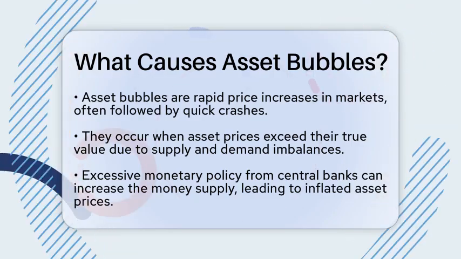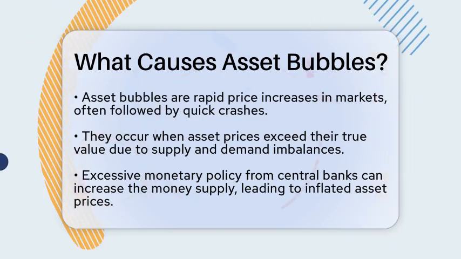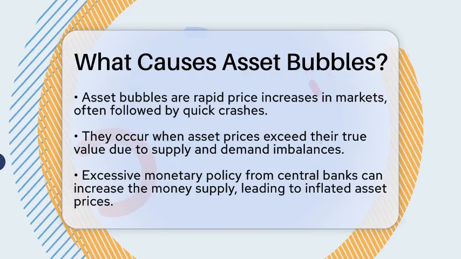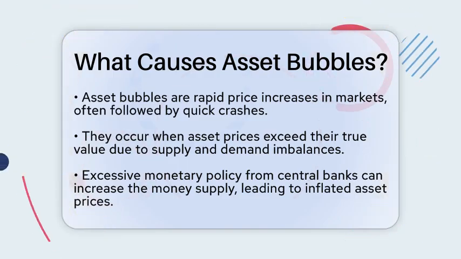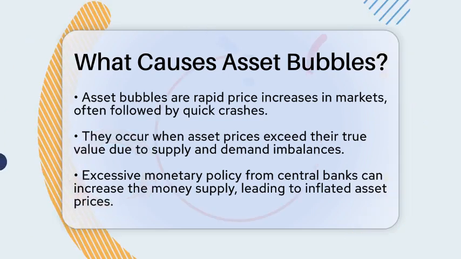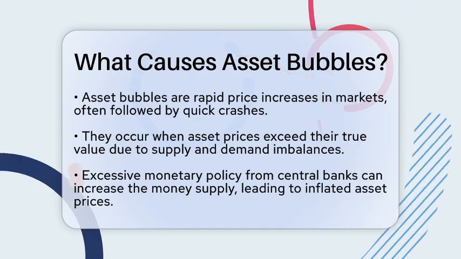Asset bubbles occur when the prices of assets, like stocks, bonds, or real estate, rise rapidly and excessively beyond their true worth. This situation often arises from an imbalance between supply and demand, usually fueled by an increase in money and credit within the economy.